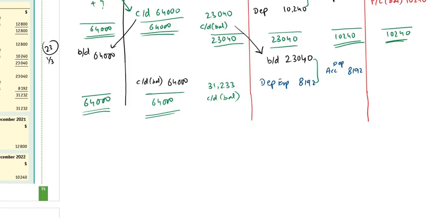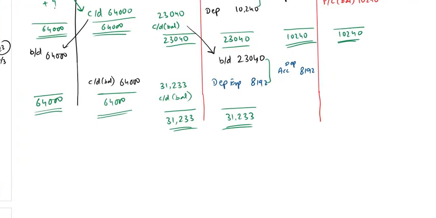31232. Okay. So this is the carried on balance of the accumulated depreciation account. So we have to close this. That is 31233 debit and 31233 credit.